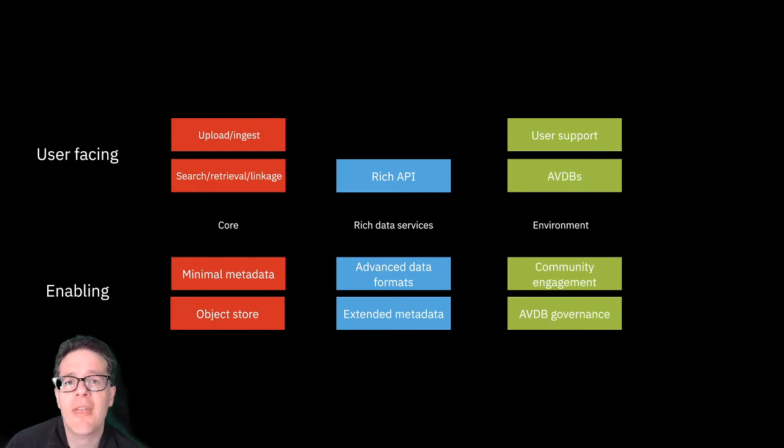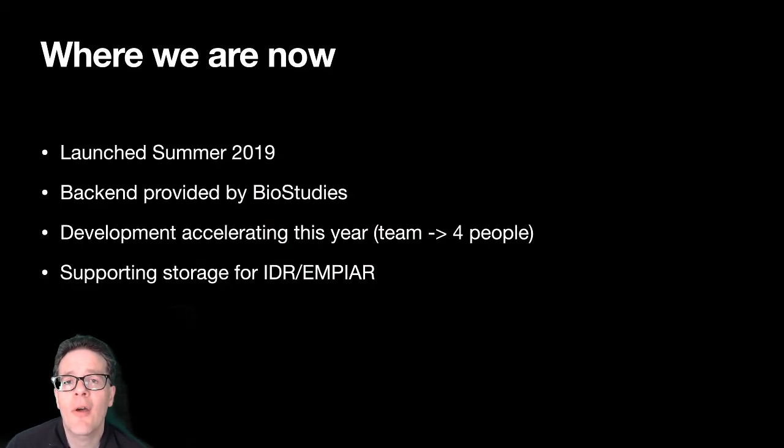Another view of this is that things in the upper half of the slide are the outward facing services that I described, so what users will consume. And then the bottom half are the things we need to build in order to make those things happen, in order to support them. So where is the archive now?